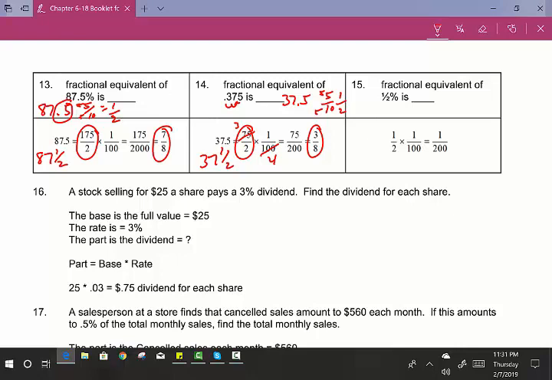Then we have a fractional equivalent. What is the fractional equivalent of 1/2 of 1%? Just take the 1/2 times 1 over 100. Multiply 1 times 1 is 1. 2 times 100 is 200. That gives you 1/200ths.